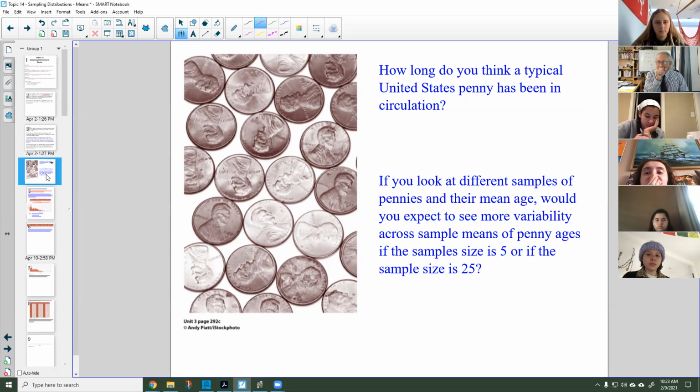Pennies. Everybody knows what a penny is? We don't use pennies very much anymore.